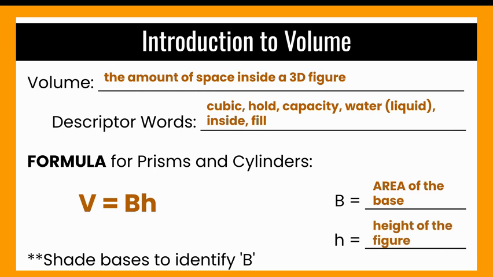Now, the height does not necessarily have to be vertical. For example, if our shape is lying on its side, it can still be the height because it's the length of the whole shape. It just may not look in the picture that it is up and down like height would be.